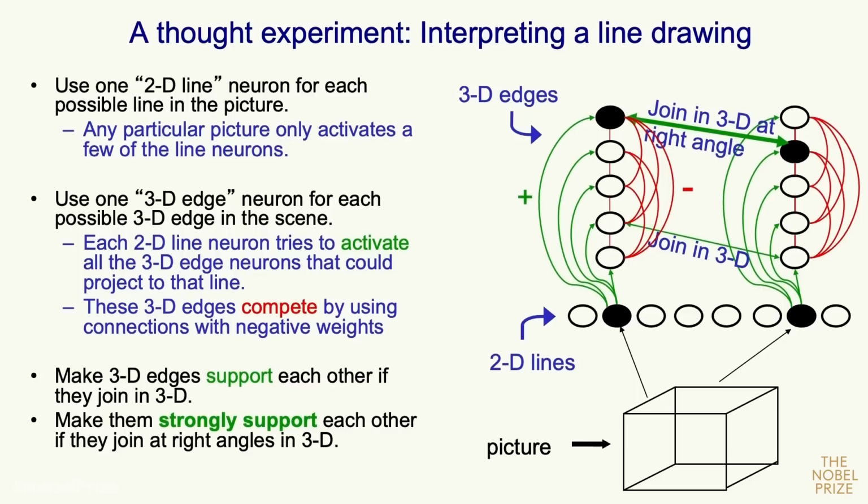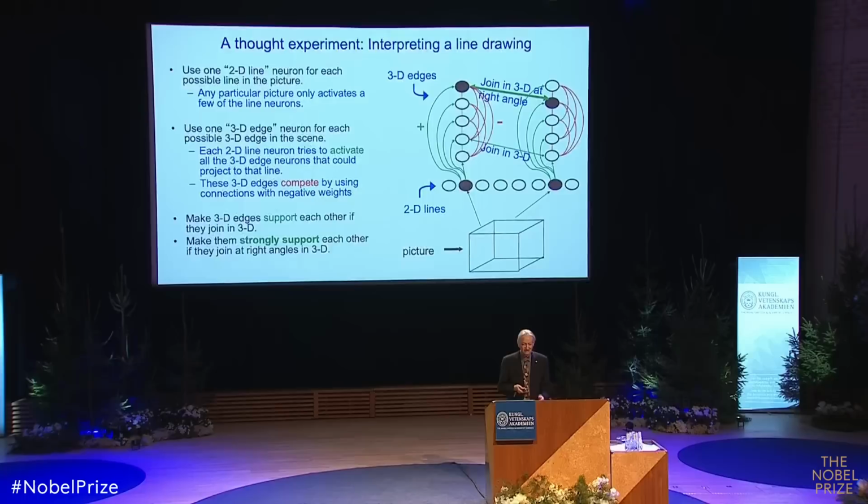We could put in a connection between every pair of 3D edge neurons that join in depth at the point where they have the same end. We could put in a stronger connection if they join at right angles. We really like to see images in which things join at right angles. So we put in a whole bunch of connections like that. And now what we hope is, if we set the connection strengths right, that we've got a network which has two alternative states it can settle to, corresponding to those two alternative interpretations of the Necker cube.